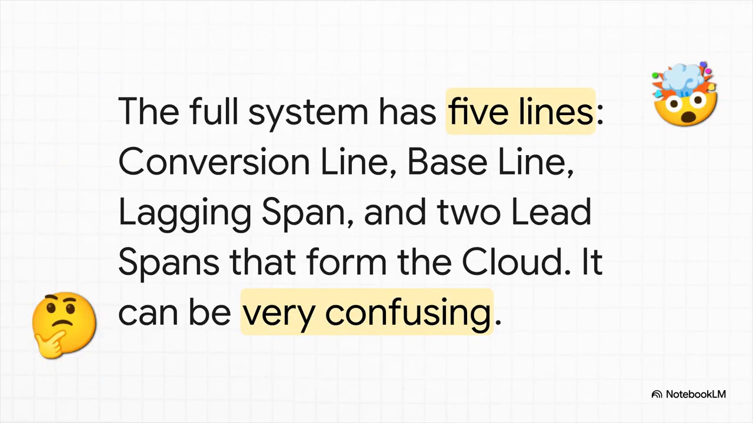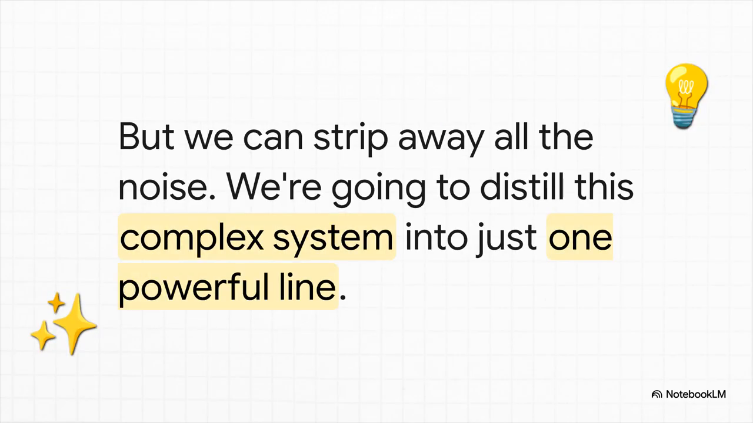But here's the catch, right? It does all this with 5 different lines. You've got the conversion line, the baseline, a lagging span, and then 2 lead spans that create that big iconic cloud. For a new trader, or heck, even for an experienced one, this can just look like a total mess. But here is the key to this whole thing. What if we could just strip away all of that noise? What if we could take this super complex system and boil it down to just one single powerful line? Well, that's exactly what we're about to do.